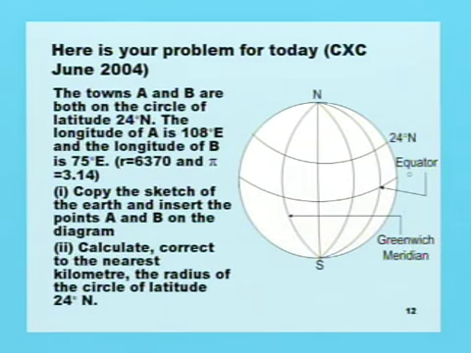1. Copy the sketch of the Earth and insert the points A and B on the diagram. A very simple exercise. Part 2. Calculate correct to the nearest kilometer the radius of the circle of latitude 24 degrees north.